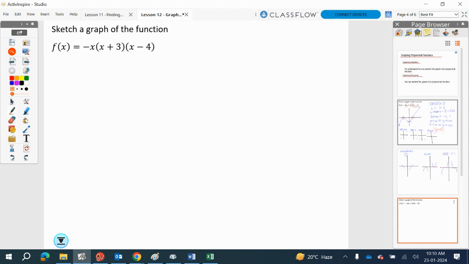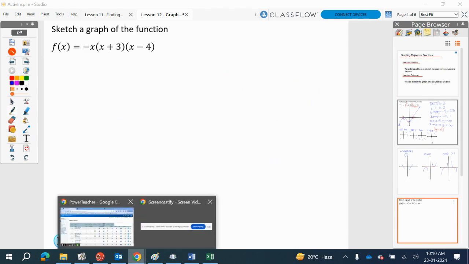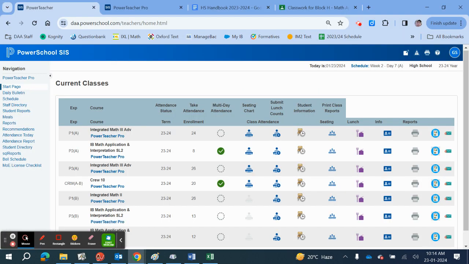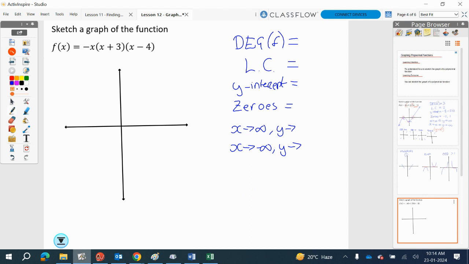We pause the video a moment. Okay, so let's have a look. What's the degree of f? 3. This is a third degree polynomial. What is the lead coefficient? -1. What's the y-intercept? 0. It's not 12.